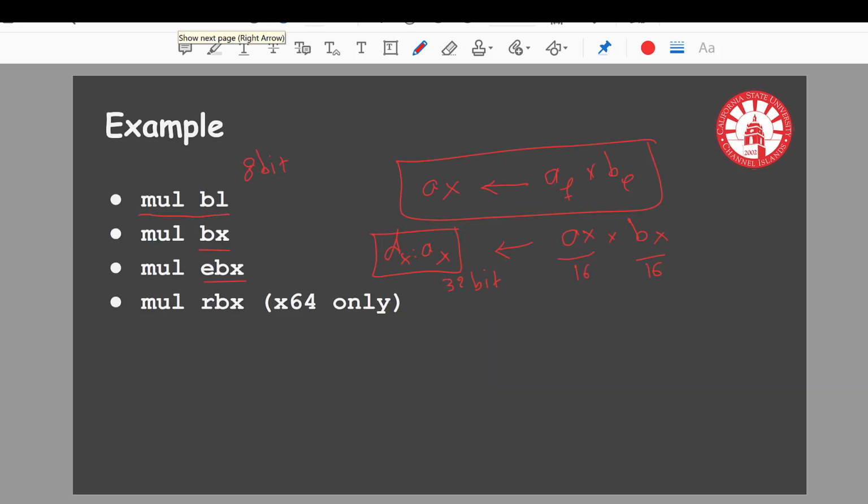And finally, the last one is 64-bit, therefore RBX is going to be multiplied by RAX, and the result is going to be stored in RDX concatenated with RAX. This one is 128-bit, and each of these are 64 bits only.